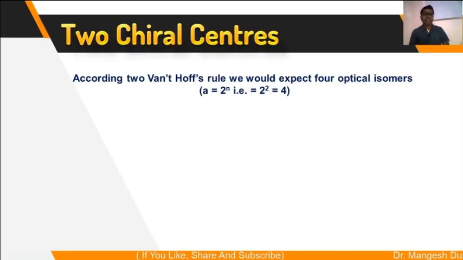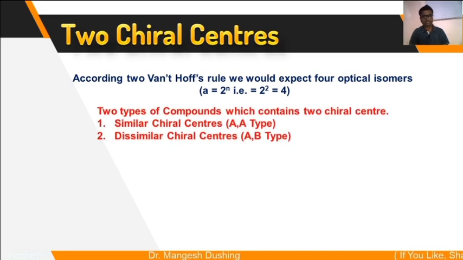Friends, if the compound contains two chiral centers, then according to Van 't Hoff's rule, we would expect 4 optical isomers. A is equal to 2 raised to n, that is the formula given by Van 't Hoff. A is the number of isomers and n is the number of chiral centers. As the compound contains two chiral centers, n is equal to 2, so 2 raised to 2 is equal to 4. So we can expect 4 isomers from an organic compound which contains two chiral centers.